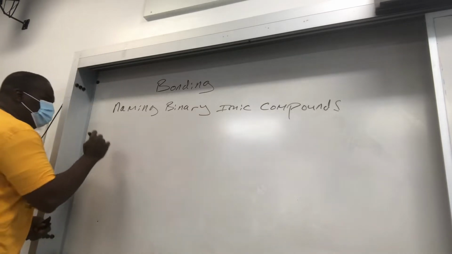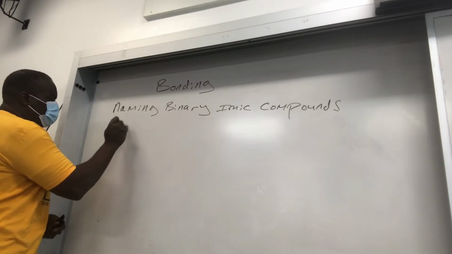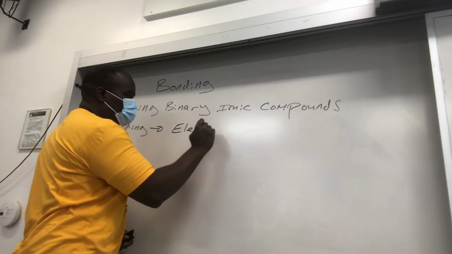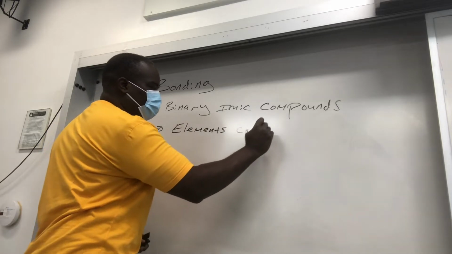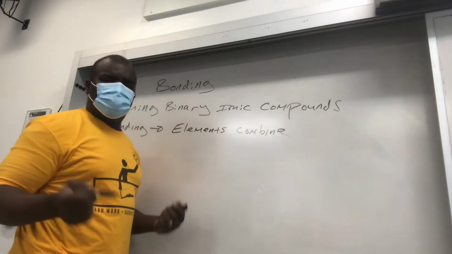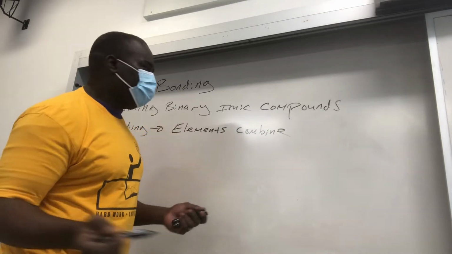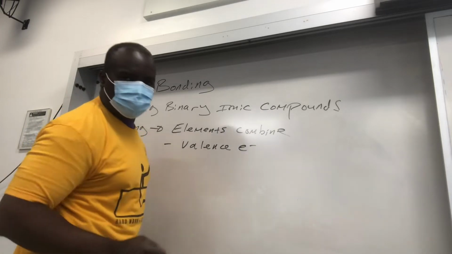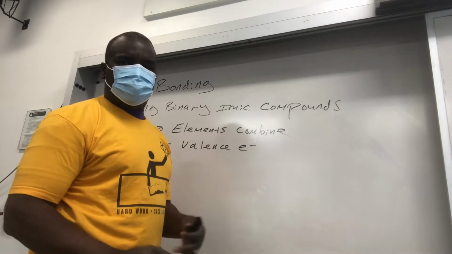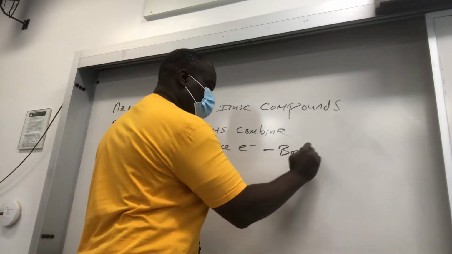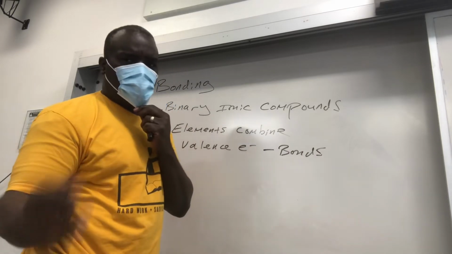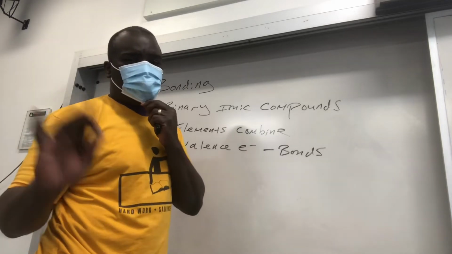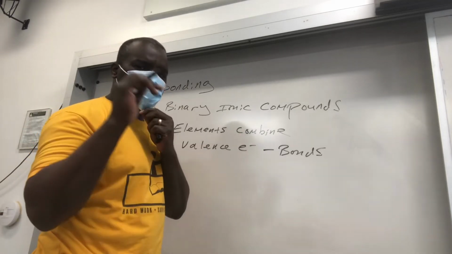Okay, so in bonding, what are we doing? We're mainly looking at how elements combine. Now, we're talking about combining chemically, right? And in order to combine, they have to interact with their valence electrons. When they interact with their valence electrons, they form bonds, right? Now, we'll talk about different types of bonds. Today we're looking at ionic bonding. There's covalent bonding, there's metallic bonding, there's network solids, all those guys, right? But today we're keying in on ionic bonding.